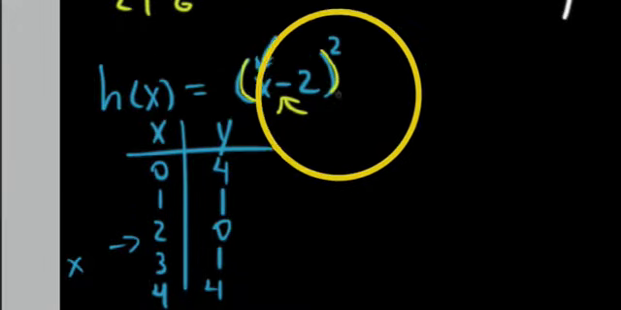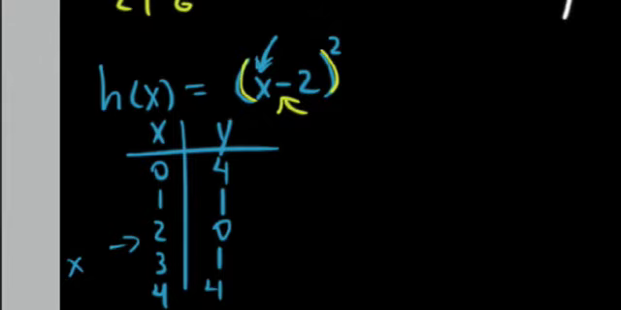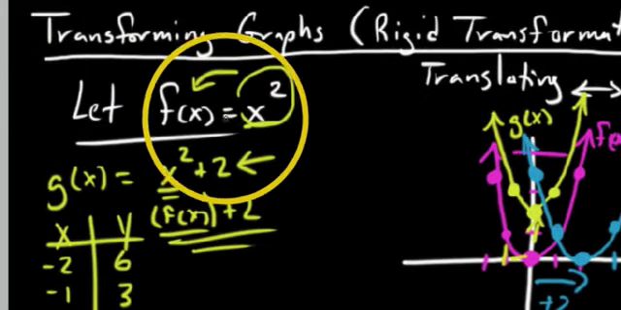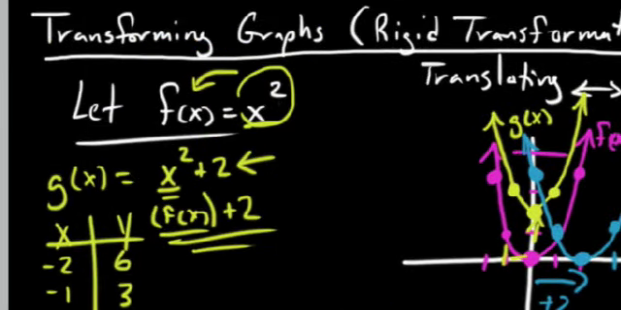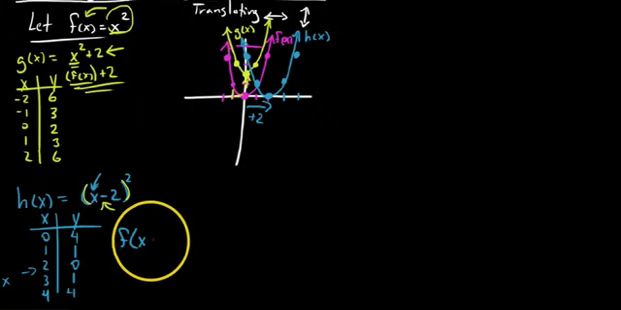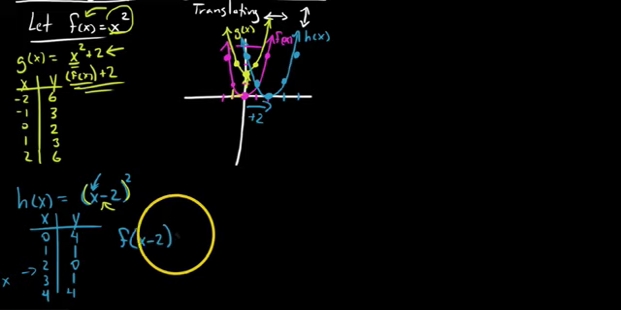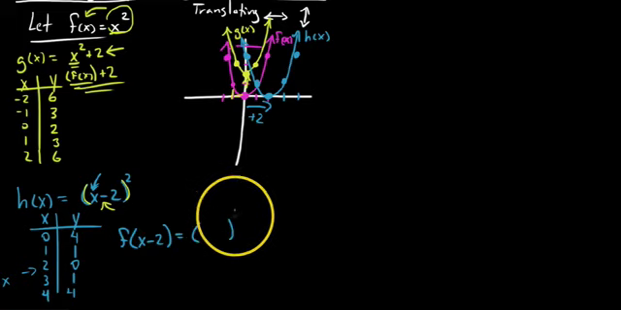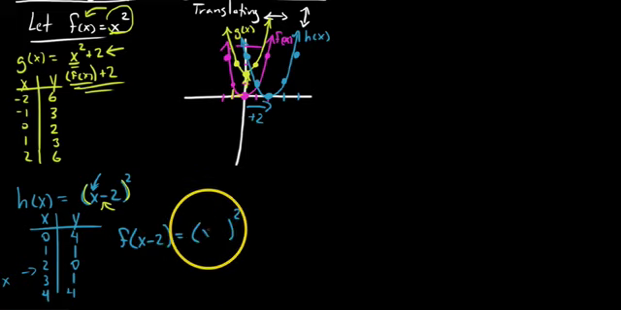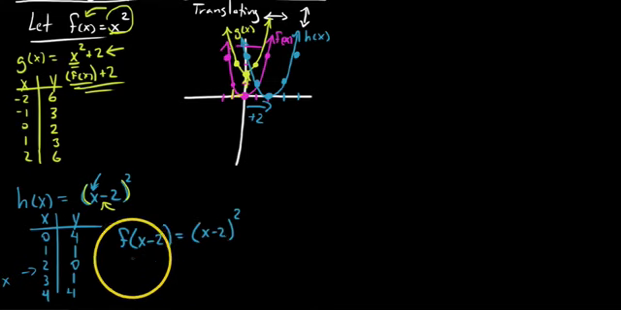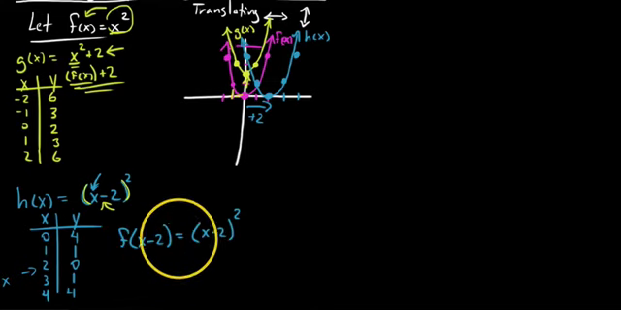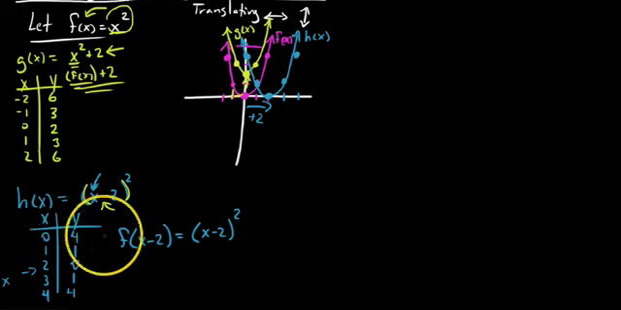We have something squared. Let's take into consideration the original function, which was f of x equals x squared. If we had instead plugged in x minus 2, everywhere we saw an x, we'd take it out and plug in x minus 2. So the interesting thing here is that f of x minus 2 is actually equal to h of x.